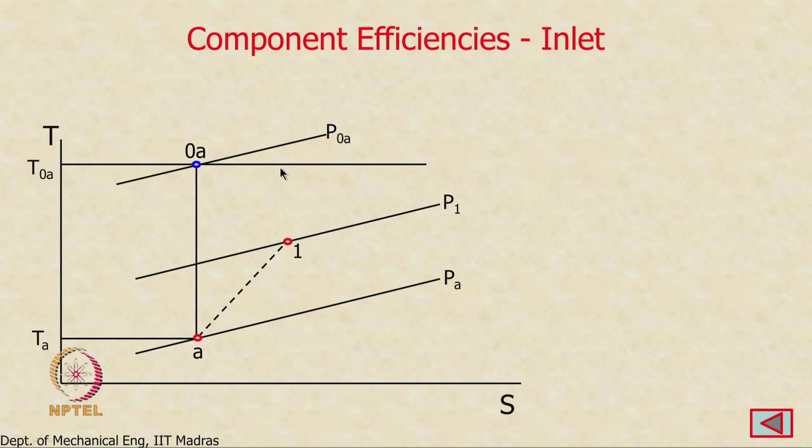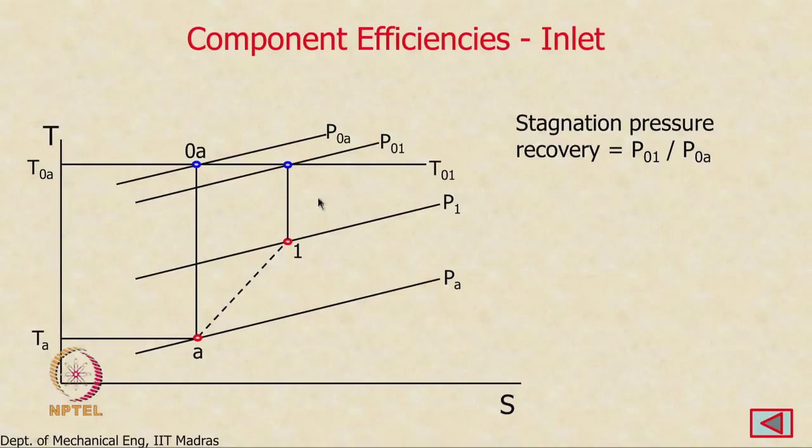Remember, stagnation temperature remains the same because there is no work or heat interaction in the inlet. So stagnation temperature remains the same. So you can see that static pressure has increased, but VA square or V square over 2 Cp has reduced in magnitude. And so we go from here to here, and I have sketched this using a dashed line to illustrate that there are irreversibilities associated with the process. And you can see that this is the stagnation state 0,1, this is P01. Notice that T01 is equal to T0A because there is no heat or work interaction during the process.